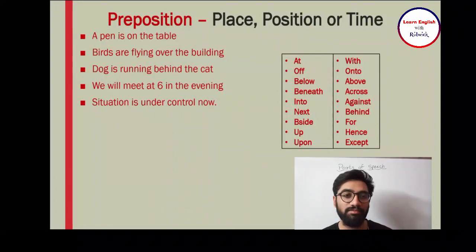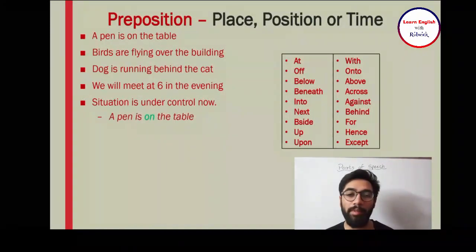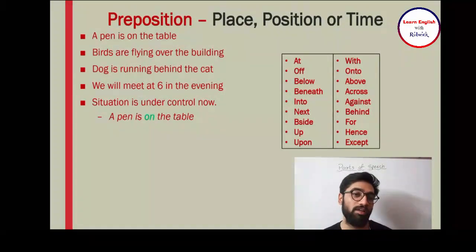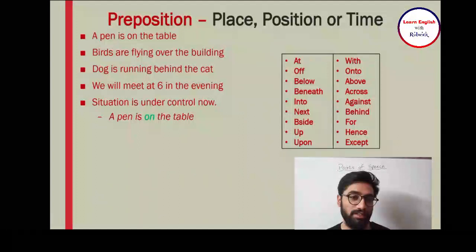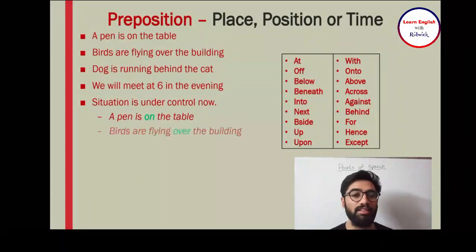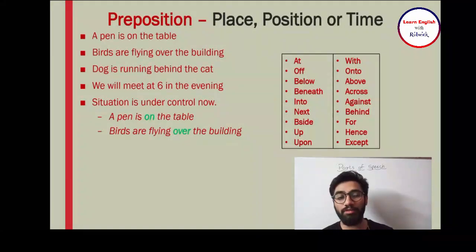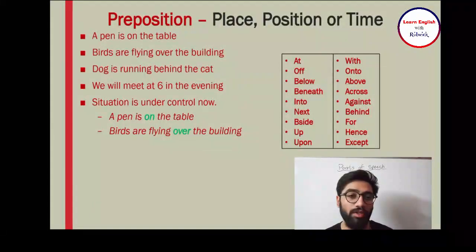Let's have a look at the keys. In the first sentence, the preposition is on, which helps us identify where the pen is. Whether it is under the table, on the table, where exactly it is. The second sentence says birds are flying over the building. We use this preposition when the objects are in movement. For example, clouds are hovering over the building. A plane is flying over the tower. When the objects are in movement, we use this preposition over.